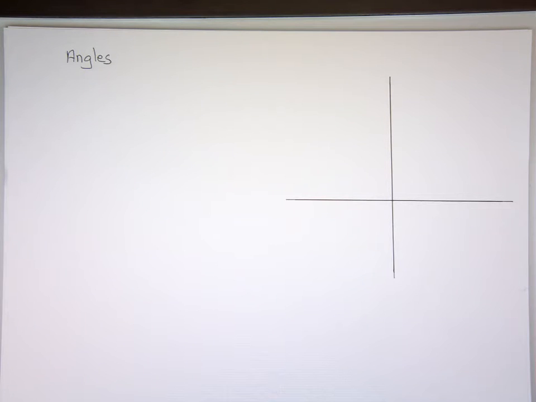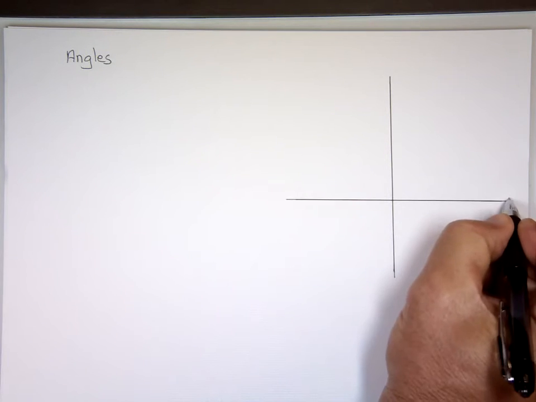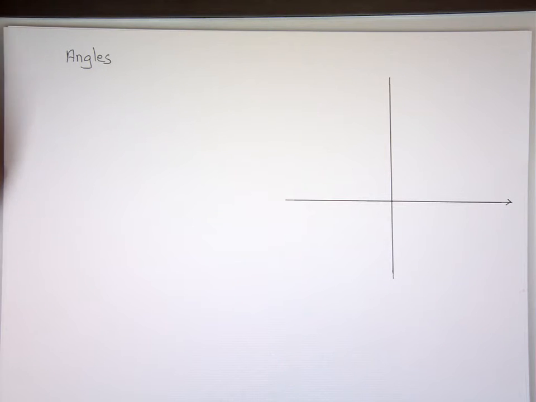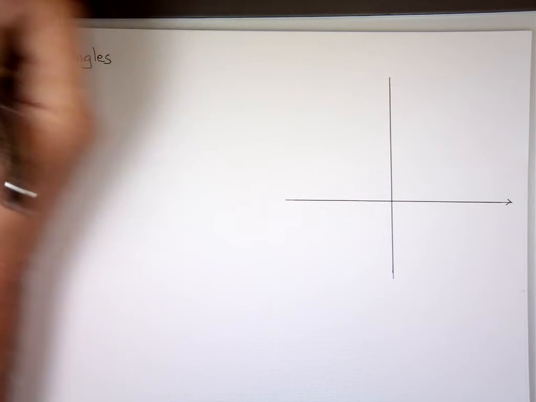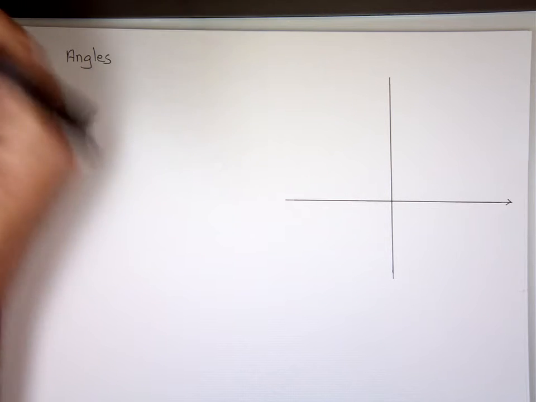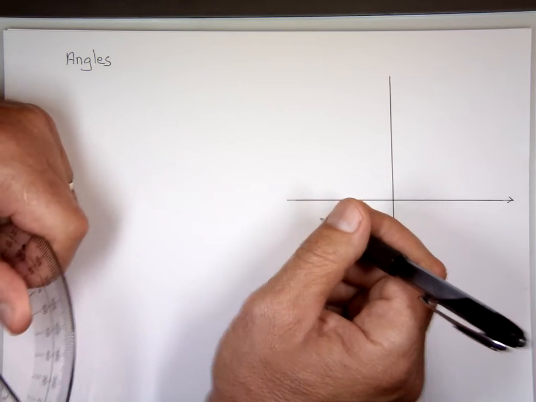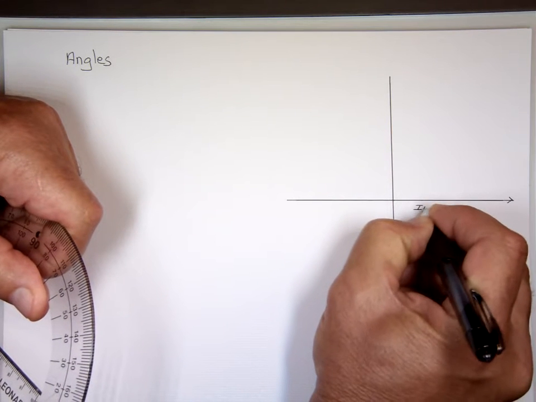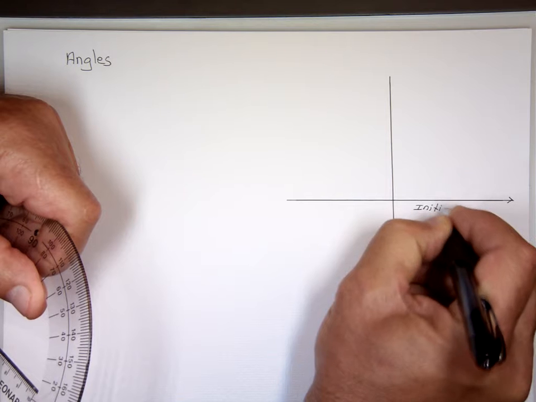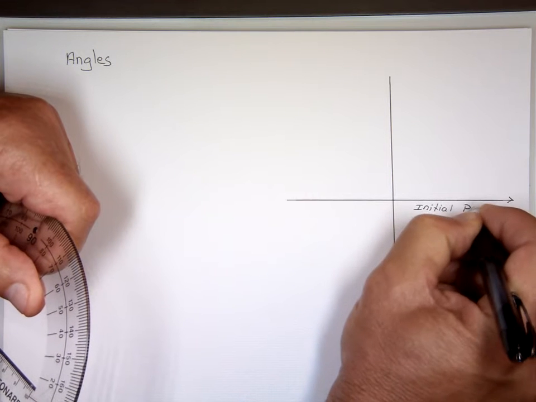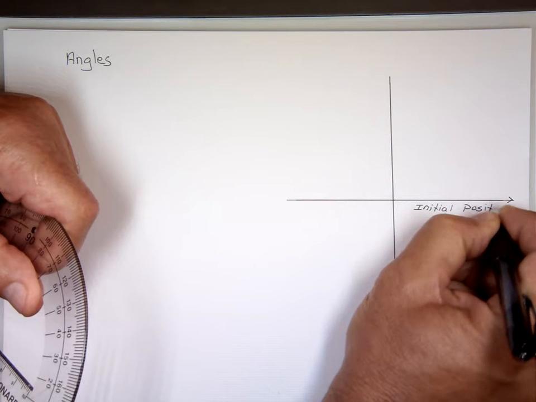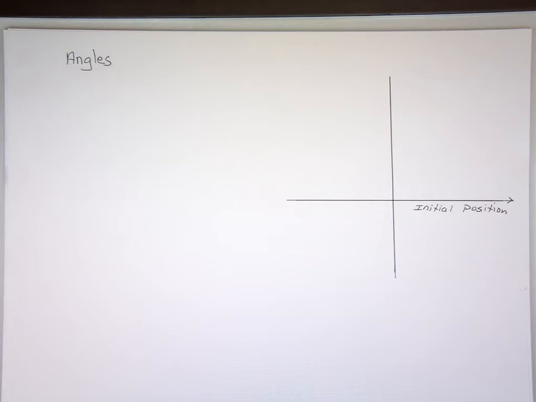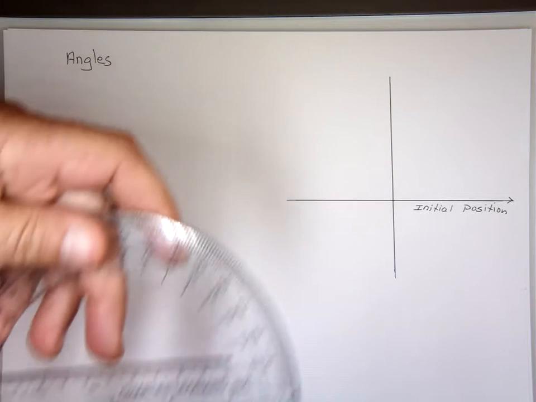Now, when we measure an angle here, we're always going to measure it from the x-axis, this line right here. So this line is known as the initial side, or the initial position. So if you want to measure, let's say, a 35-degree angle.